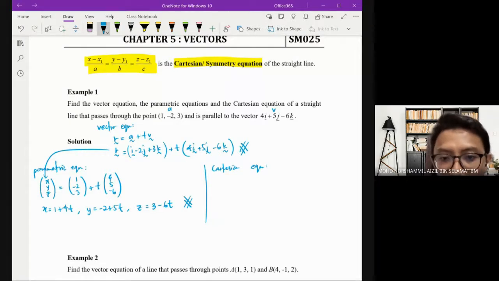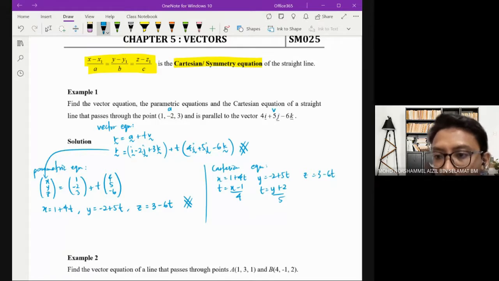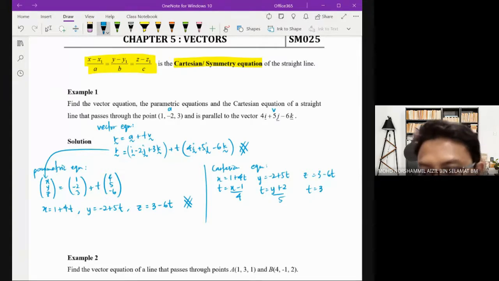So for the Cartesian equation. For X, X equals 1 plus 4T, we make T the subject, so T becomes X minus 1 over 4. For Y, Y equals minus 2 plus 5T, so T equals Y plus 2 over 5. For Z equals 3 minus 6T, we make T the subject, guys. So it will be T equals 3, oh, my brain is slow. 3 minus, is that right?